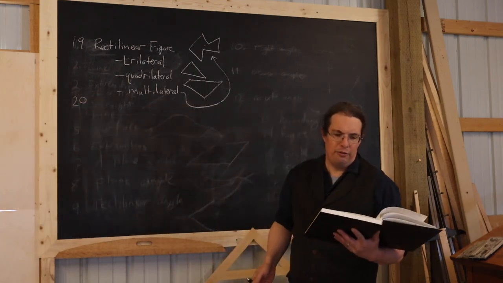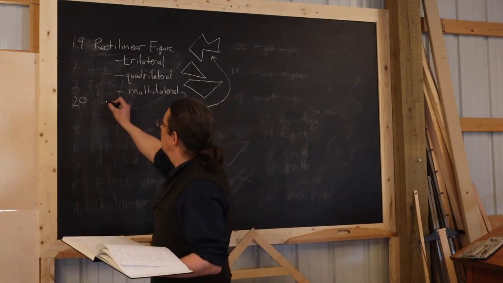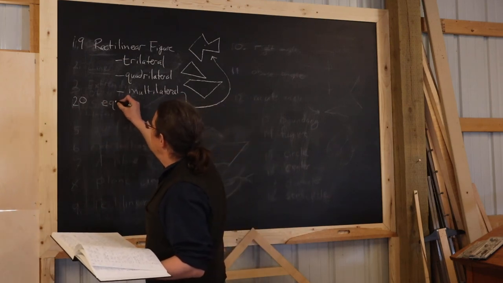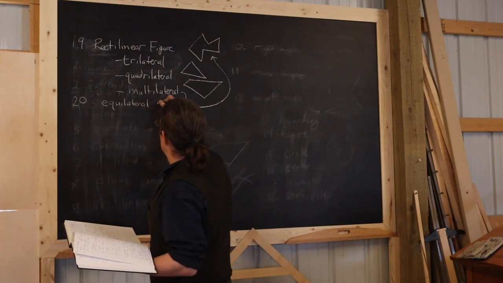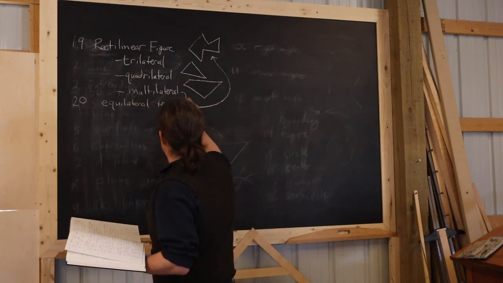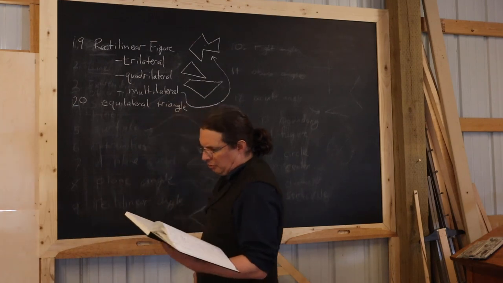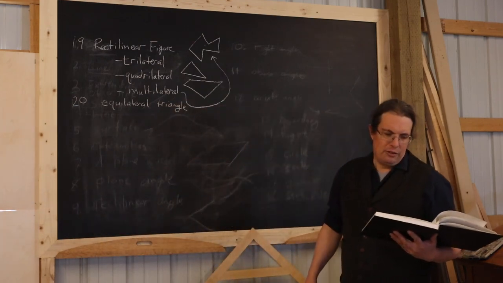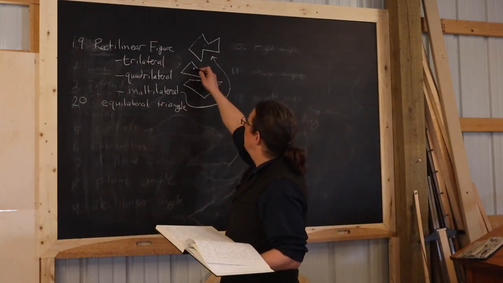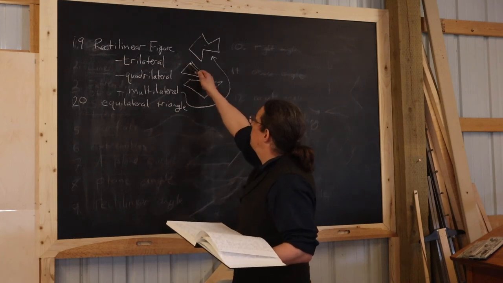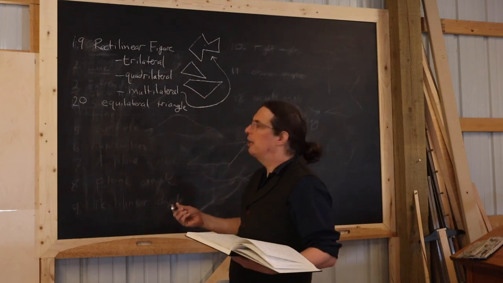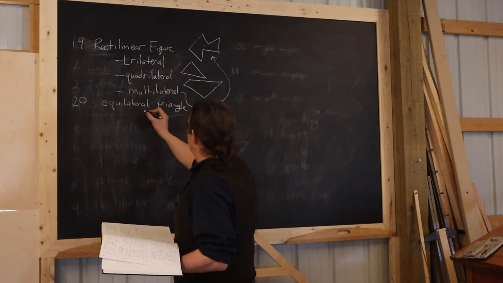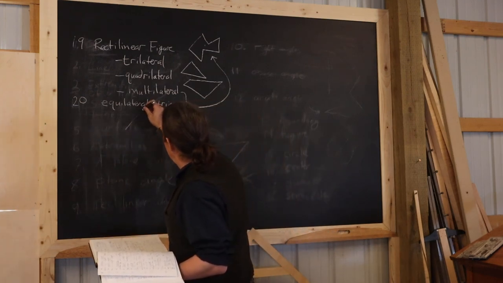Of the trilateral figures, an equilateral triangle is that which has its three sides equal. So this is not equilateral, because we can see that this side is shorter than this side, and this one is also shorter than this side. But an equilateral triangle, I can freehand it.